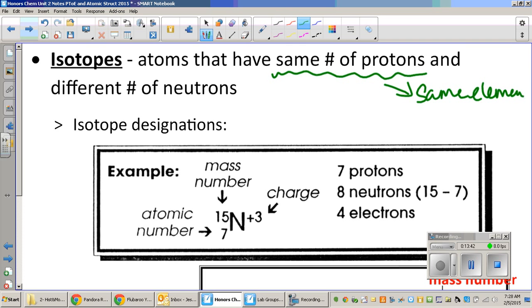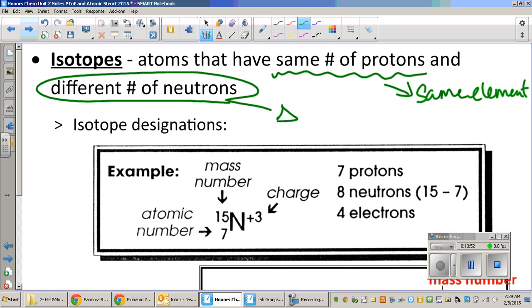Because if you change the protons, then you change the element. But we're going to have a different number of neutrons. So what does that actually change? If I change the neutron count, what of the atom is that going to change? Yes, the mass. If I change the numbers of neutrons, those are the only things that weigh anything. So that's why it constitutes a change in mass.